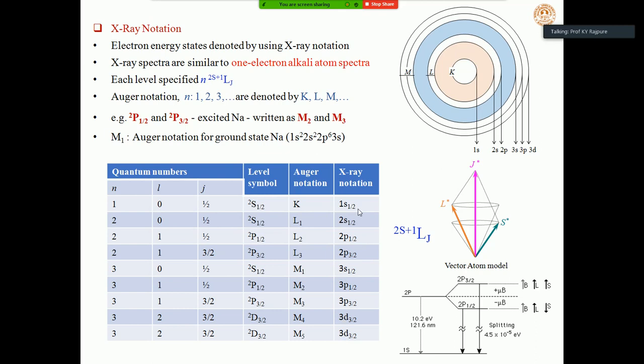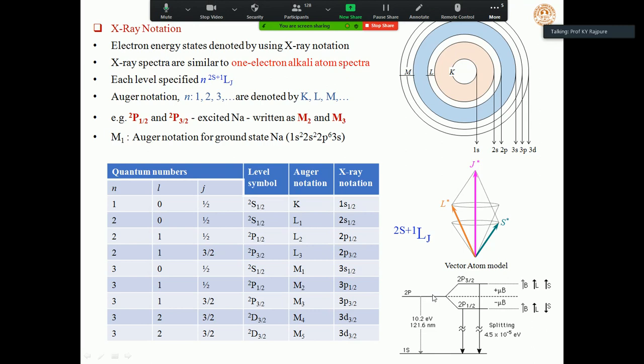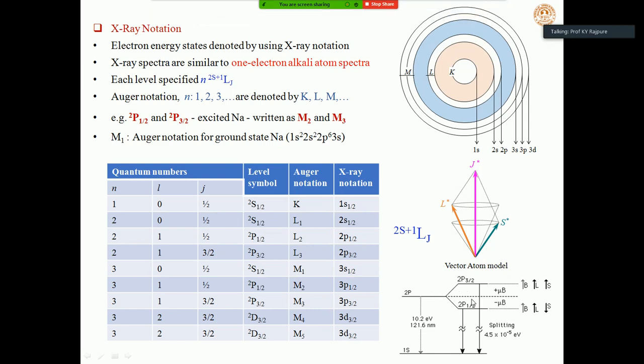We should know the difference between 2p and 2s, or 2p 3/2 and 2p 1/2, and how much the distance between these two is. That also we can calculate. We know the 2p electron in sodium is responsible for two states, 2p 3/2 and 2p 1/2, and the energy difference between these two is calculated by finding this energy and that energy, and taking the difference.